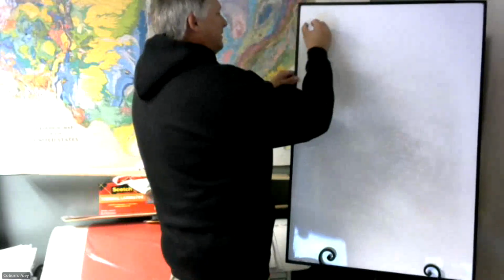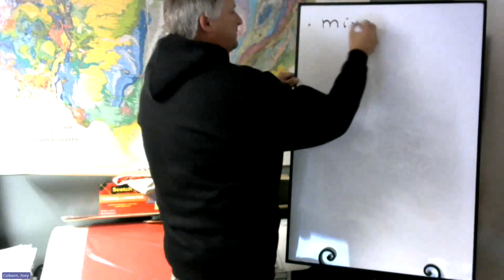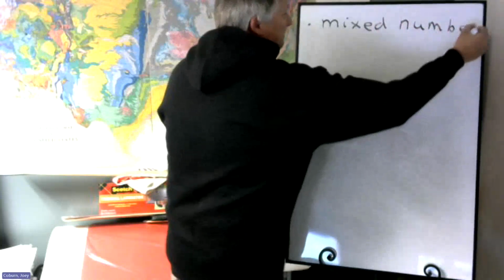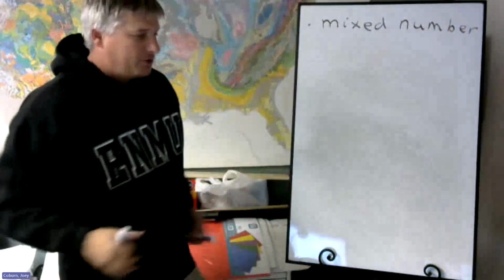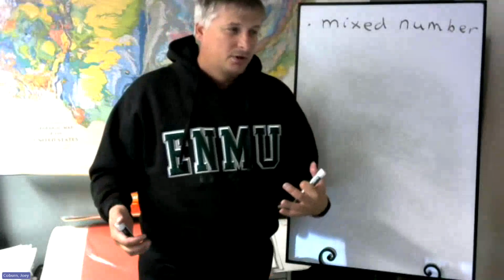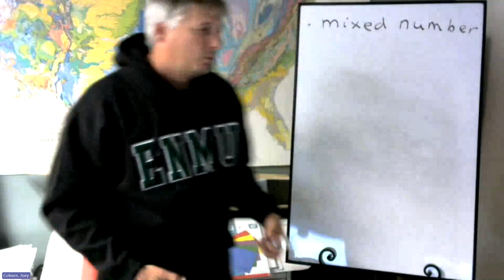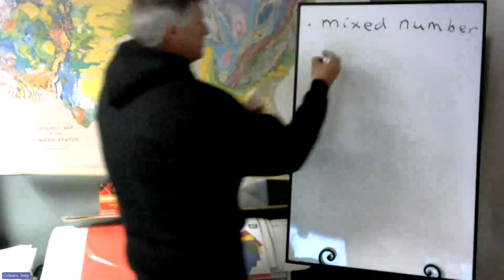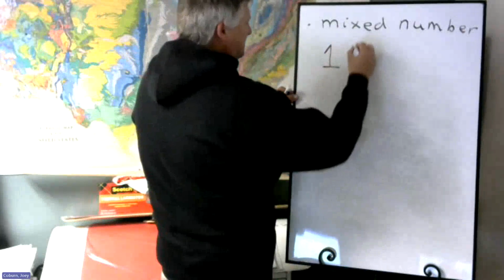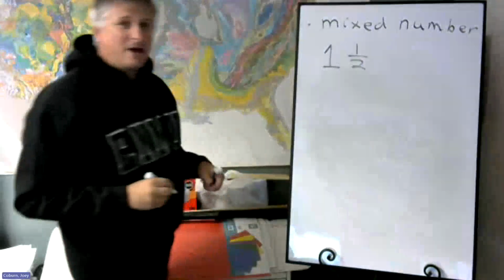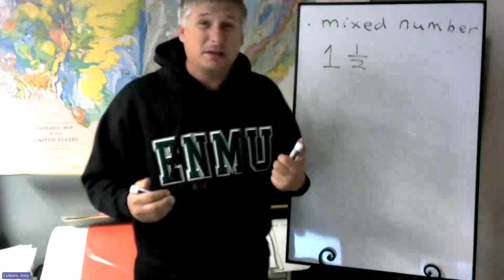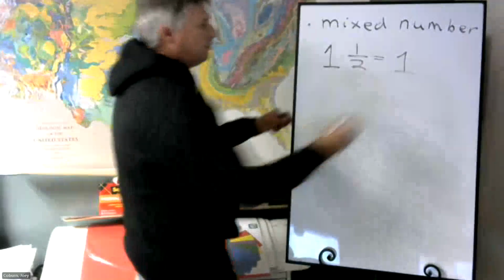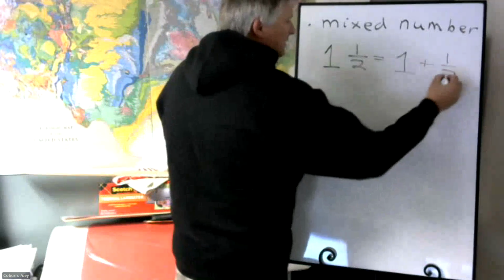The last thing we're going to see with fractions is what's called a mixed number. And this is when you have a number of wholes plus a part. We'll revisit this when we get to decimal numbers. But suppose a mixed number looks something like this: 1.5. What does this mean? It means there's a whole plus a half.